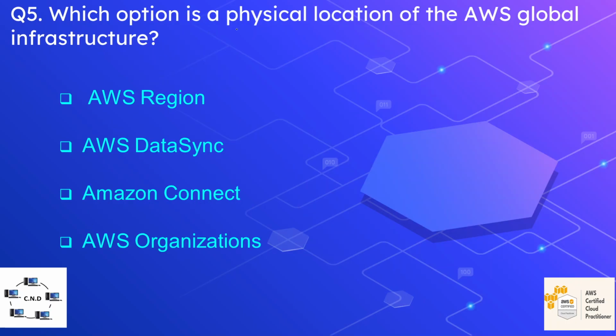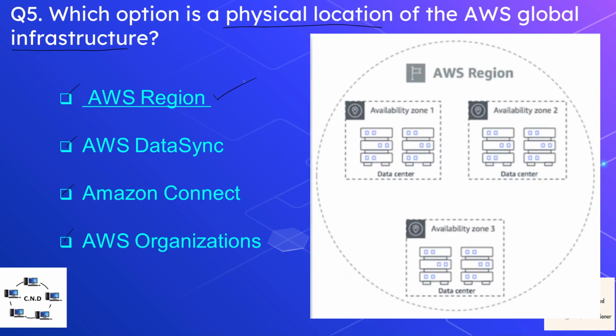Question number 5 is that which option is a physical location of the AWS global infrastructure? So the keyword is physical location of AWS global infrastructure, and the options are A, AWS region, B, AWS DataSync, C, AWS Connect, and D, AWS Organizations. And the correct option is AWS region. So what is an AWS region? An AWS region is basically a geographical area, and in this AWS region we have multiple availability zones.